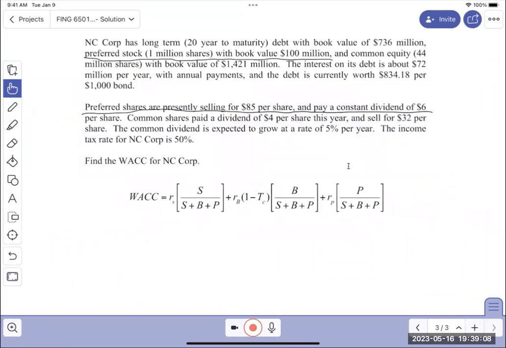So let's do the same thing we did before. Let's start with the book value. What's the book value? $100 million for 1 million shares.